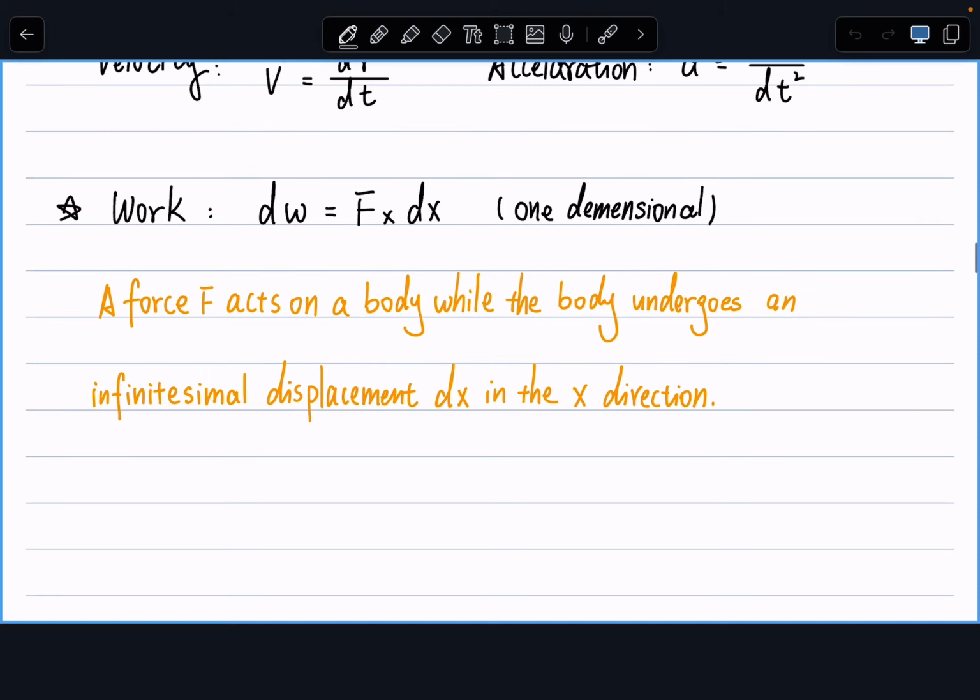If we want to get the work from this equation, we need to take the integral, which gives us the work from x1 to x2 of Fx dx, right? The unit of work is obviously newton times meter, or joule. So this part is all very straightforward, right?